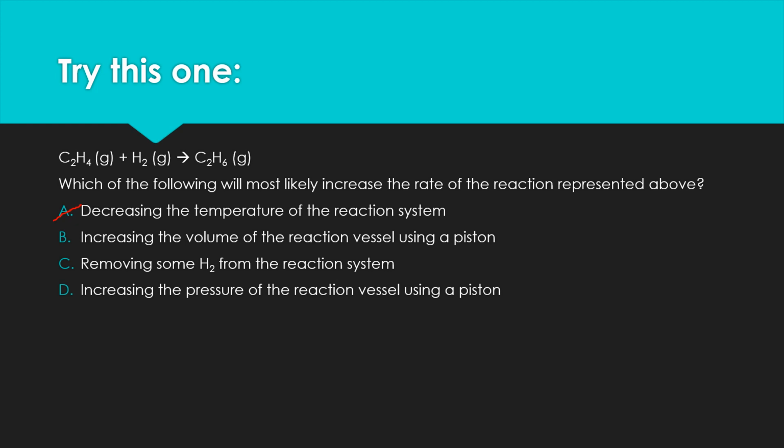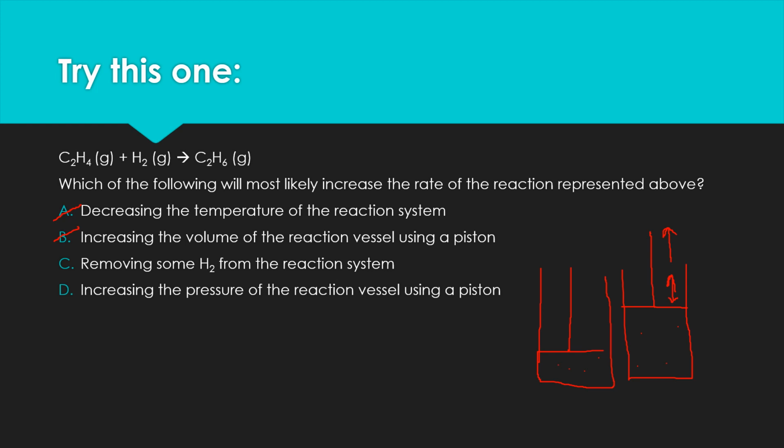Increasing the volume of the reaction vessel using a piston. When they say a piston, it's basically like a plunger. So you'd have your container and then you'd have a part that can move up and down, kind of like a syringe has that plunger on the end. So increasing the volume would be pulling this out. Well, if we do that, the particles are going to be more spread out than they would be if it was all pushed down. Let me draw something like that. So if they were pushed down, they'd be closer and they'd collide more often, so they would react faster. So increasing that volume doesn't really help us react faster.